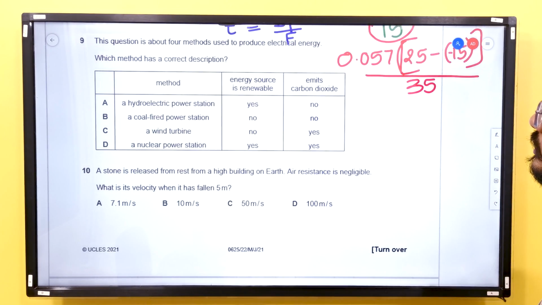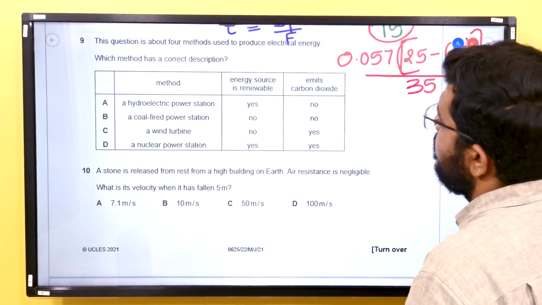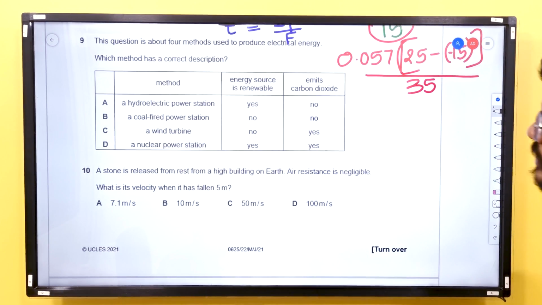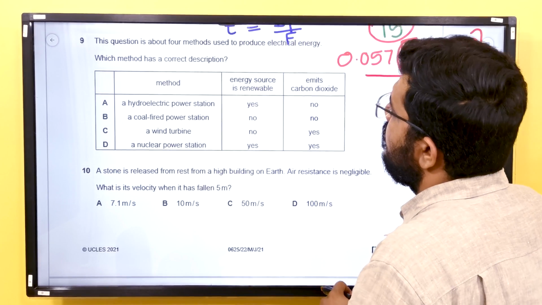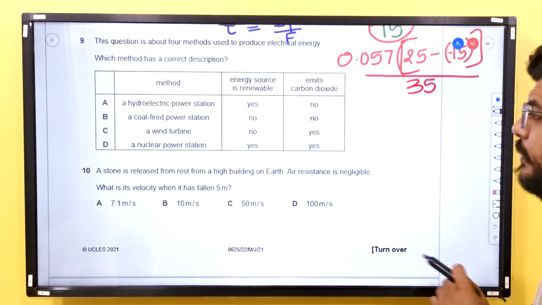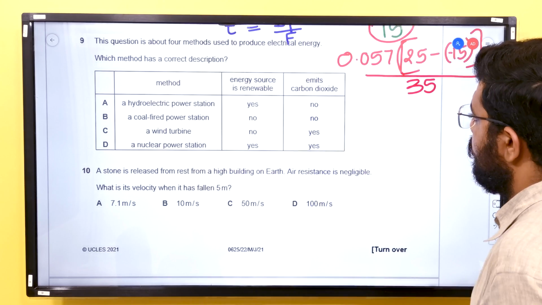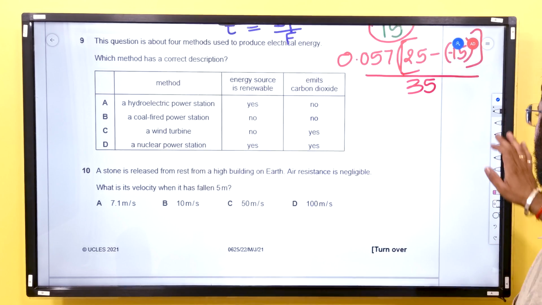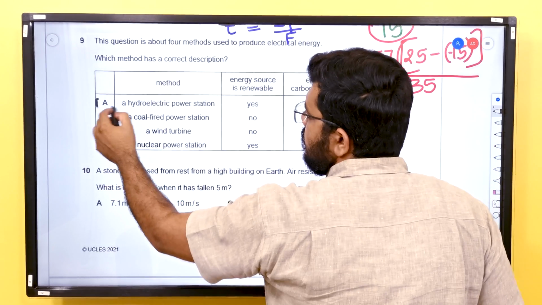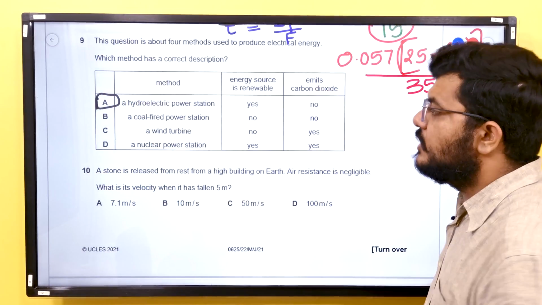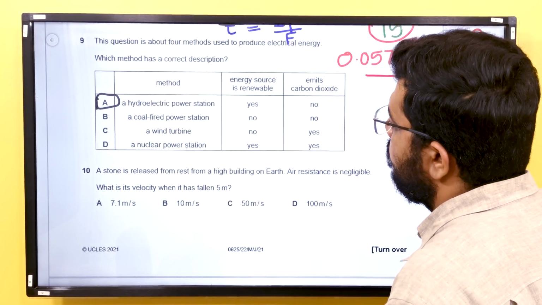Okay, next question. Number 9. This question is about 4 methods used to produce electrical energy. Which method has a correct description? Method A. A hydroelectric power station uses a renewable source and does not emit carbon dioxide. Yes, this is the correct answer, the only correct option.